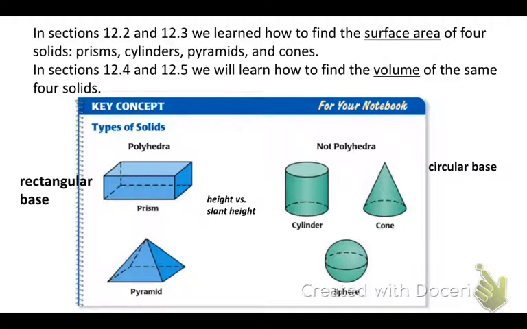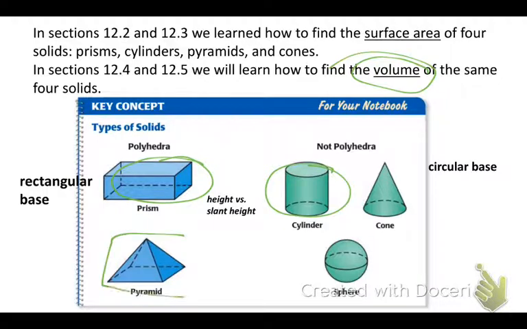Okay. So again, in sections 12.2 and 12.3, we learned how to find surface area of those four solids: prisms, cylinders, pyramids, and cones. In 12.4, we learned how to find the volume of prisms and cylinders. Now in this last video, we're going to learn to find the volume of pyramids and cones. So for these four figures, you are expected to know surface area and volume and how to work with those equations and formulas.